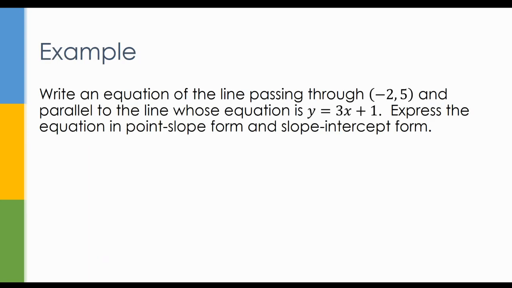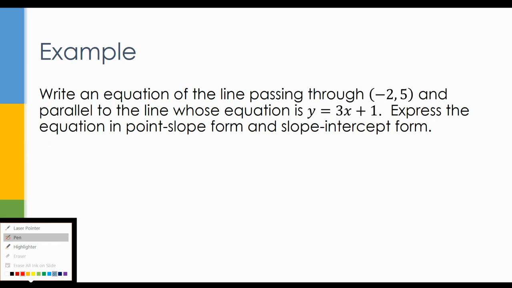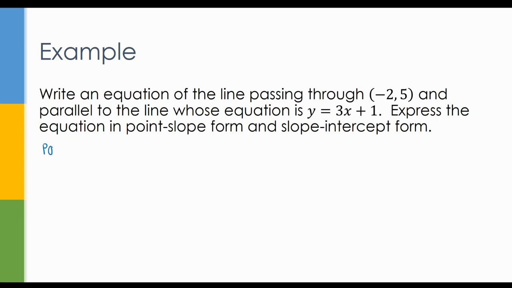So let's look at an example. It says, write an equation of the line passing through the point -2, 5, and parallel to the line whose equation is y equals 3x plus 1. We're going to express the equation in point-slope form as well as slope-intercept form. So let's start with our point-slope form.